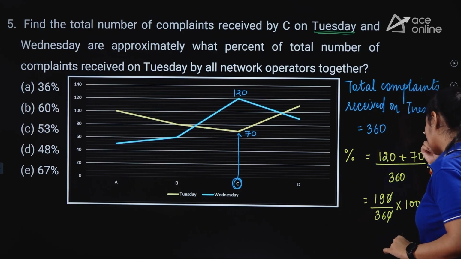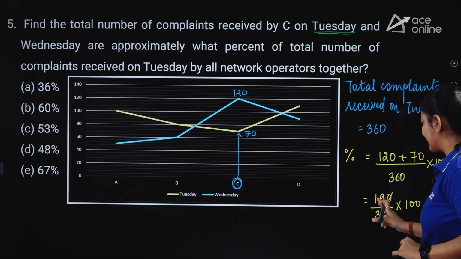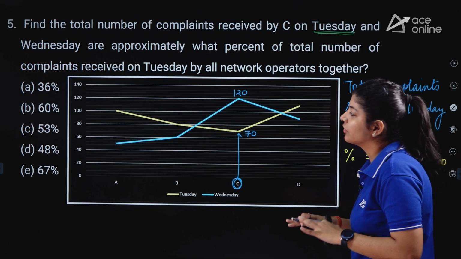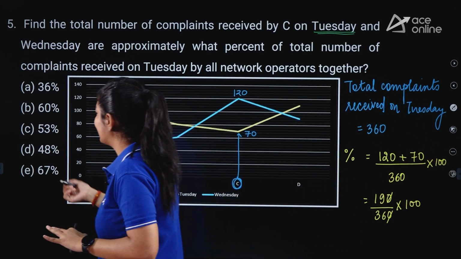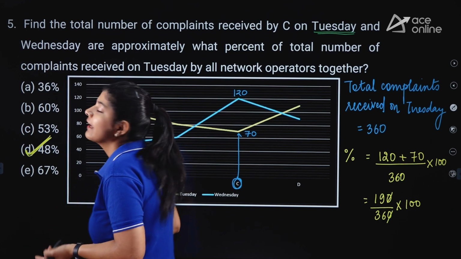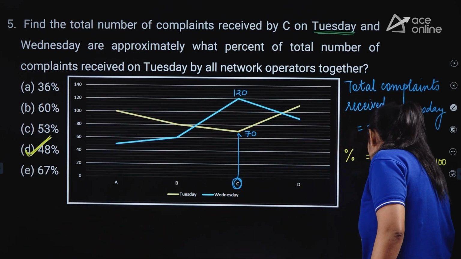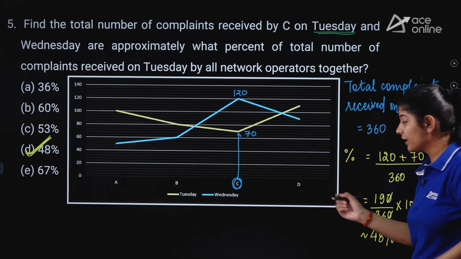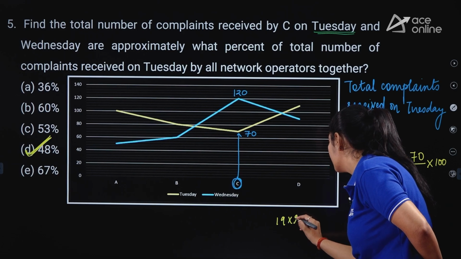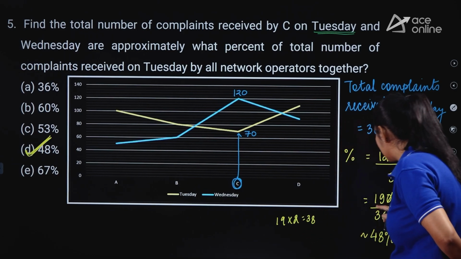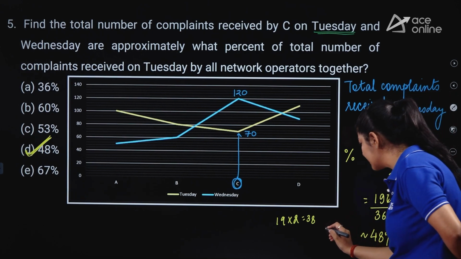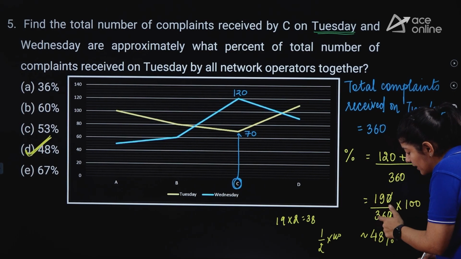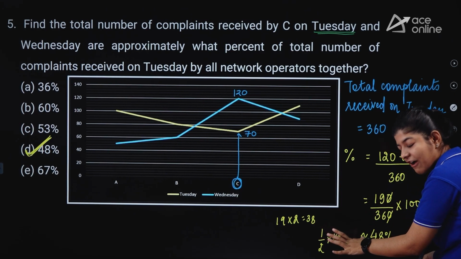Basically this is approximately 1 by 2, but quite lesser than 1 by 2, and into 100, that is, we need a value near 50% but lesser than that. So the only option that we have is option D. The approximate value that we calculated here is 48%. And how did I calculate? Because I know that 19 into 2 is nothing but 38, and this value is approximately equal to that. So I can simply consider it 1 by 2 into 100, but I know that this value is lesser than exactly half.